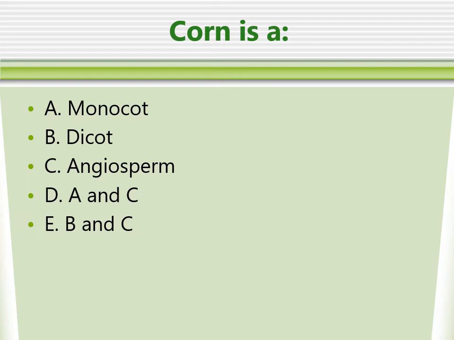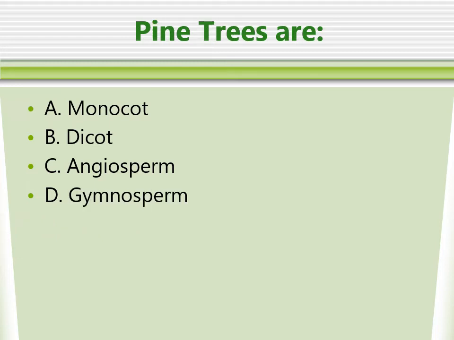So let's go through this. Corn has one cotyledon. That's the easiest way to remember. So it's a monocot. But corn flowers, so it's also an angiosperm. So it's A and C. Peanuts, they split into two, so they are a dicot. But peanuts also flower, so they're an angiosperm because they have a seed, right? We're talking about seeds. So it's B and C. So the answer E is correct.